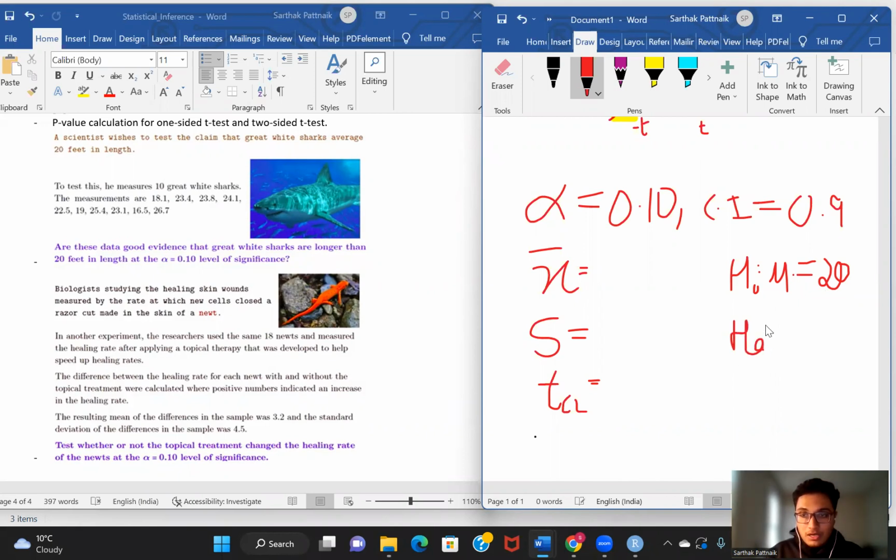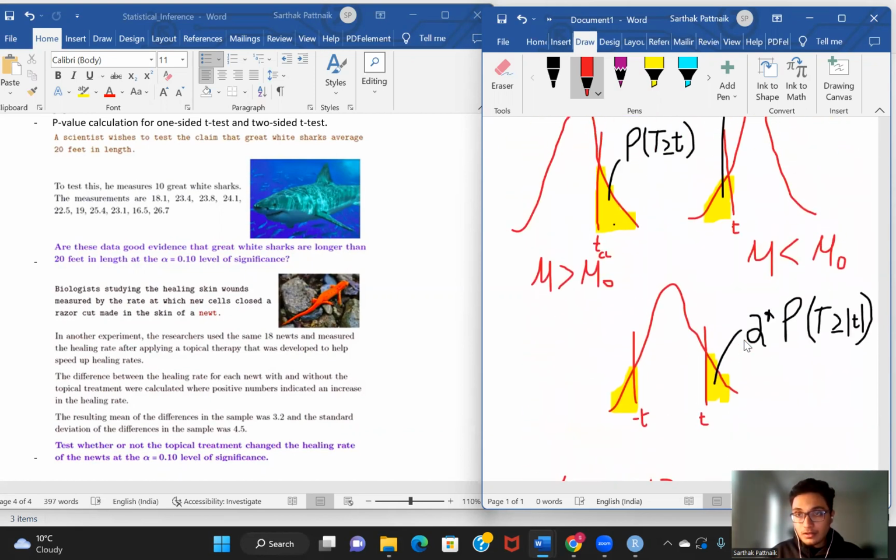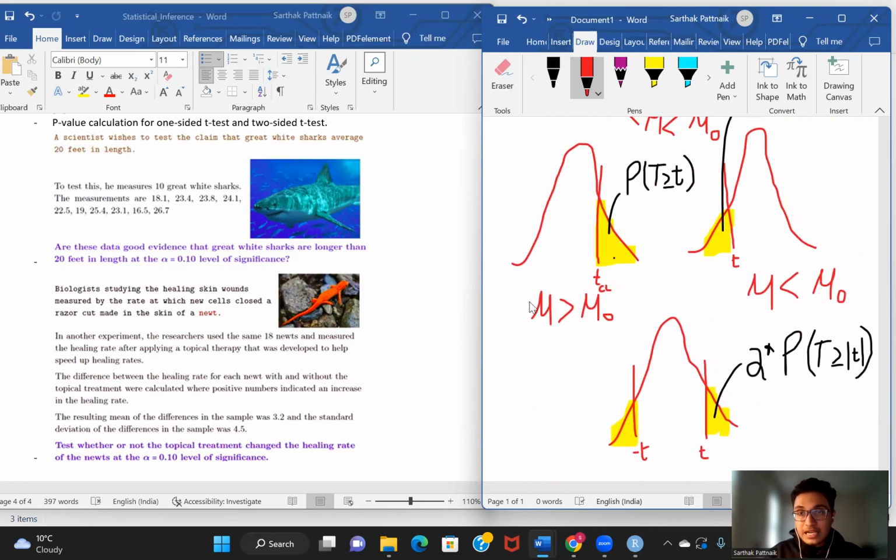Now, we need to find evidence against this, but in which direction? Both directions or in one specific direction? So the question asks, are these data good evidence that the great white sharks are longer than 20 feet? When he says longer than 20 feet, the alternative hypothesis will be mu is greater than 20. So this becomes a case for the one-sided alternate hypothesis where mu is greater than mu naught.